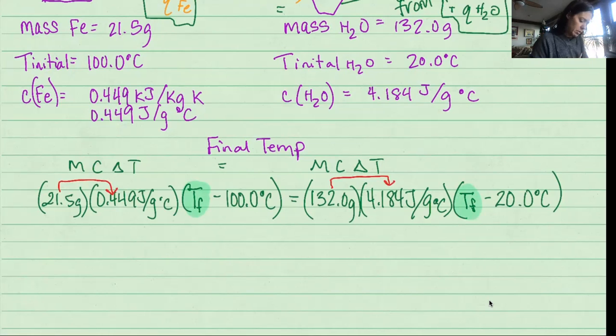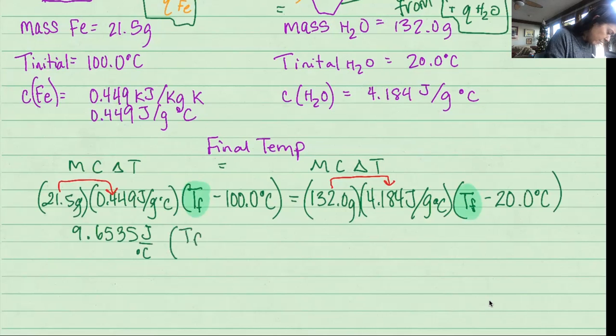So let's do 21.5 times 0.449. It's going to give us 9.6535. Grams cancel, joules per degree Celsius. All right, I'm then going to multiply, let's just write it all down, TF minus 100 degrees Celsius.